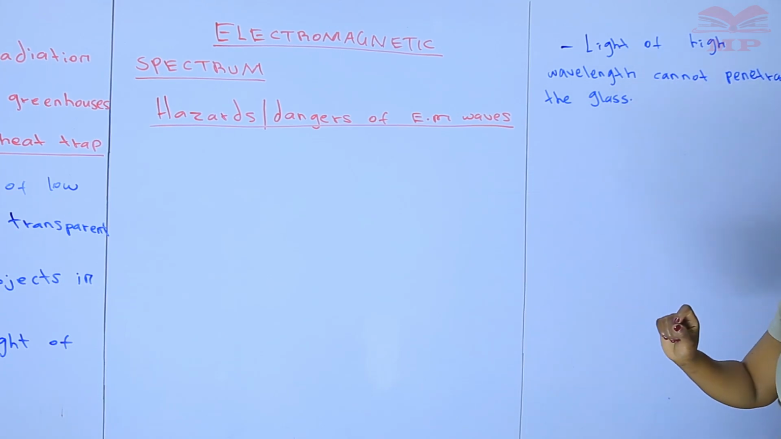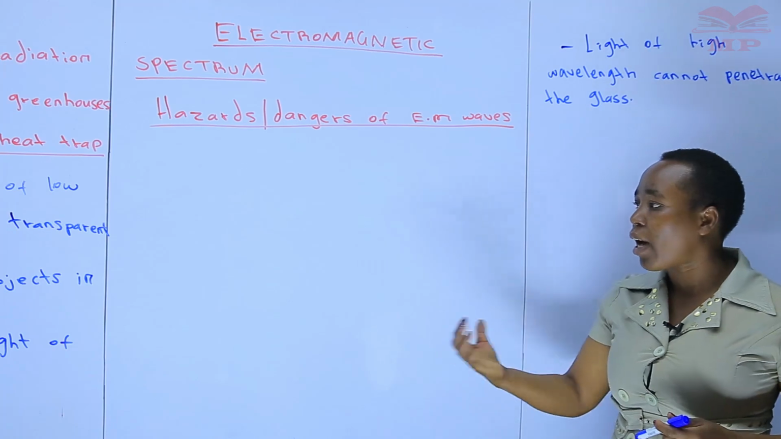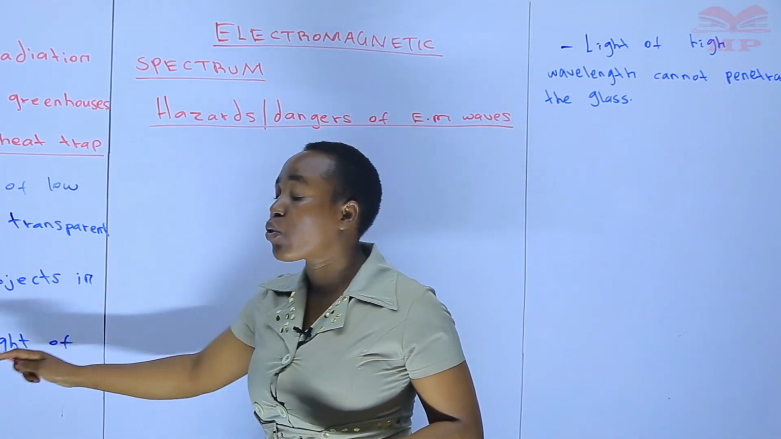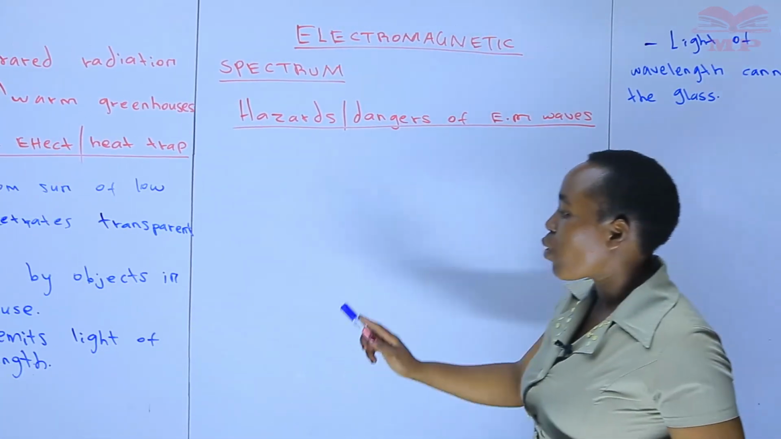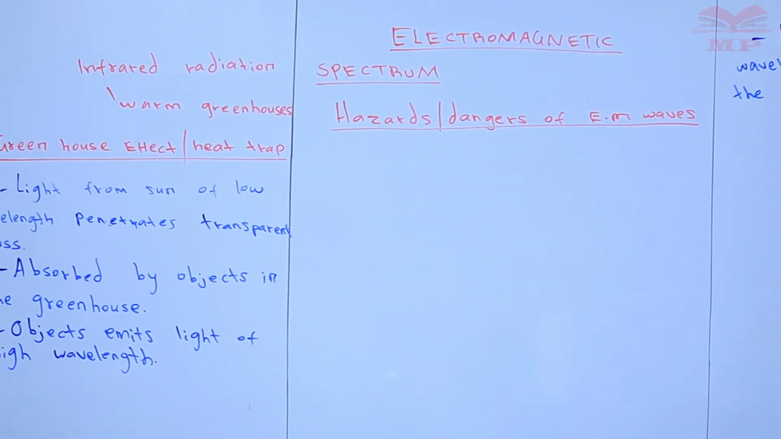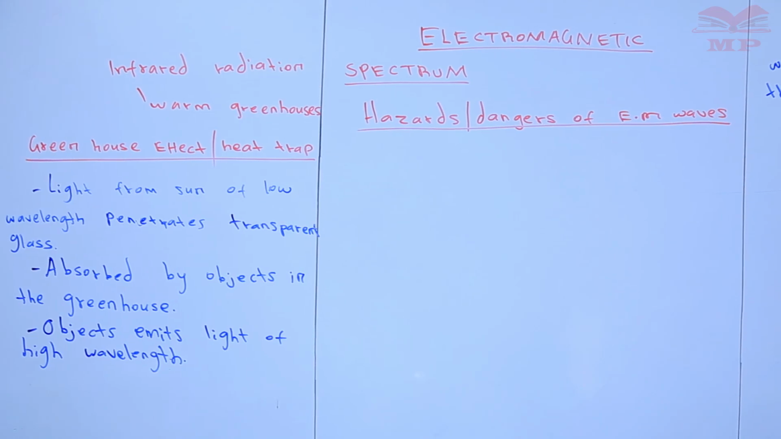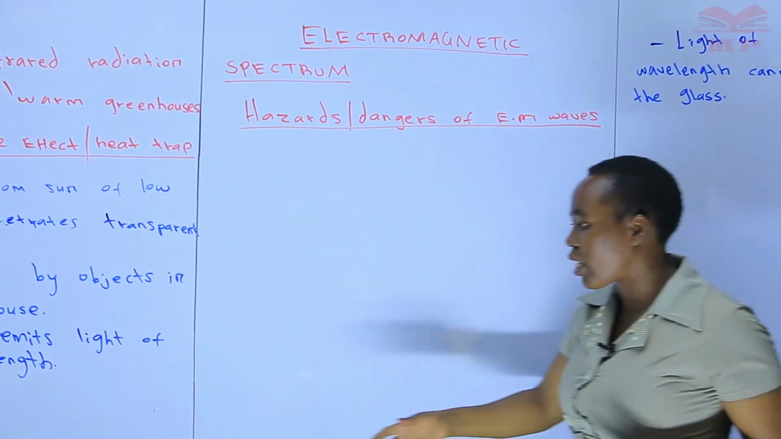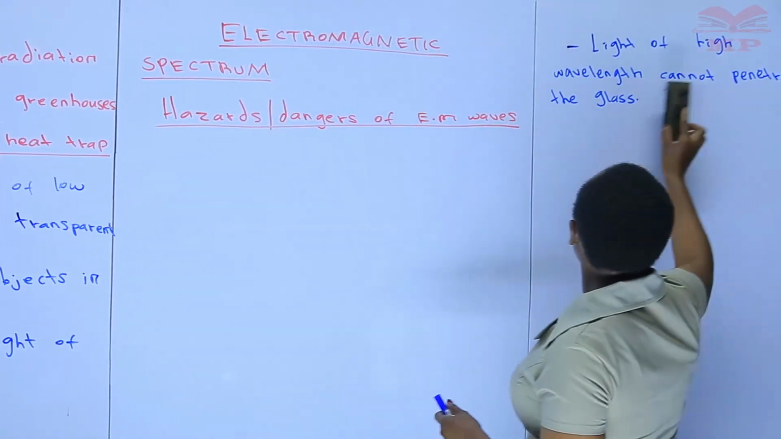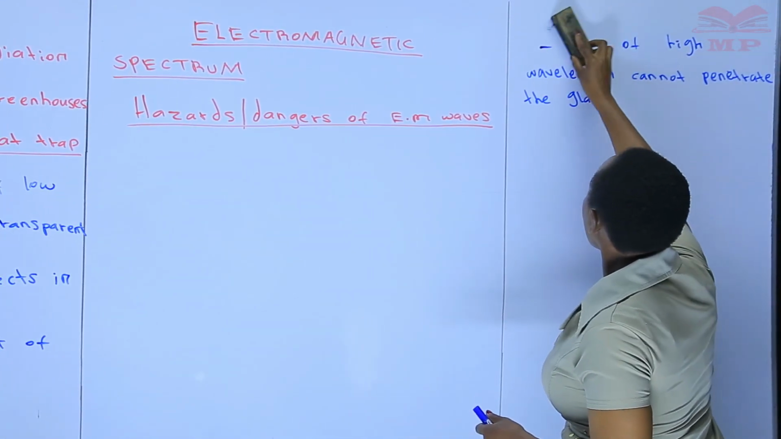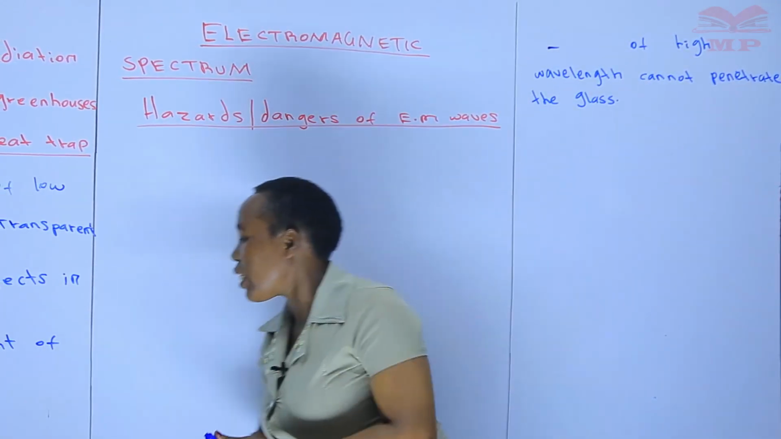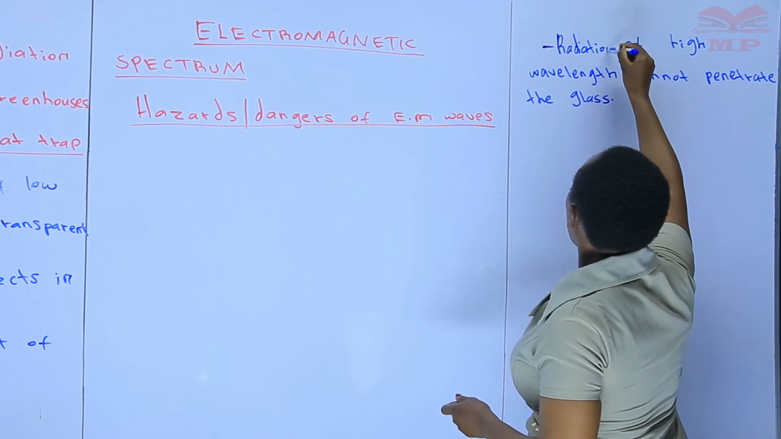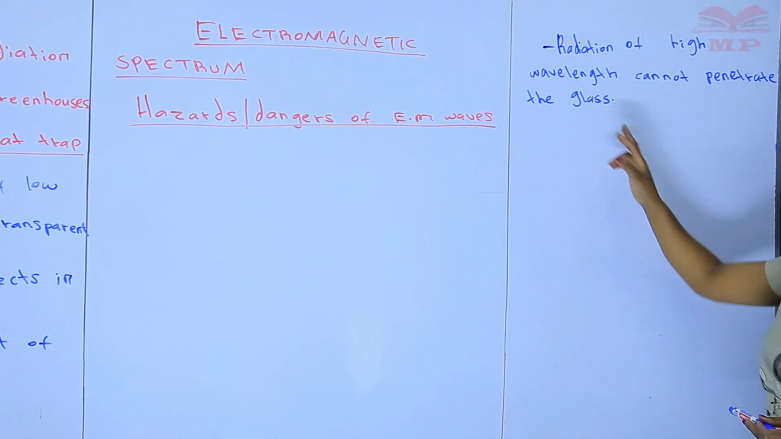So when these objects in the greenhouse have absorbed the light from the sun, then they will emit light of high wavelength. And because this light is of high wavelength, meaning that it has low penetrating power, then it cannot penetrate, or that radiation, we can talk of the radiation instead of the light. So the radiation of high wavelength cannot penetrate the glass.